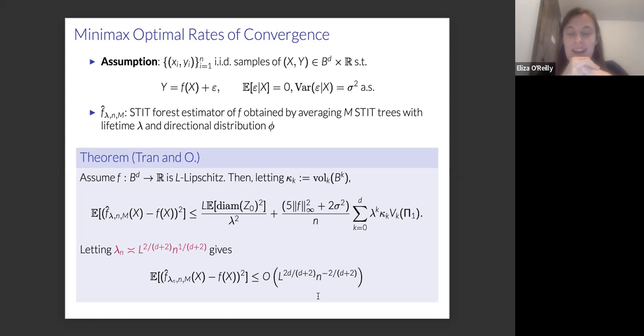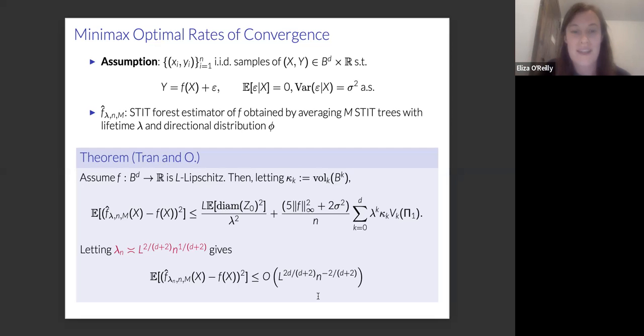Okay, so there's a couple of things I want to observe about this result. The first is that I haven't done anything about M here. So this upper bound holds just for a single STIT random tree, and the minimax optimal rate is obtained with just a single STIT random tree, which is surprising because in practice, when you average many trees to obtain a prediction, you get better performance.